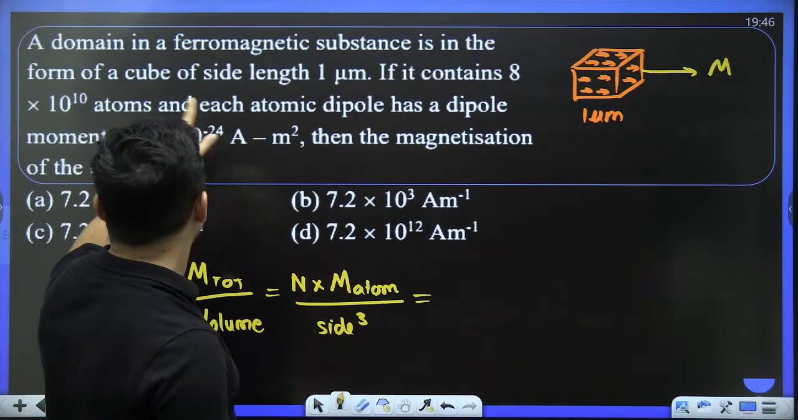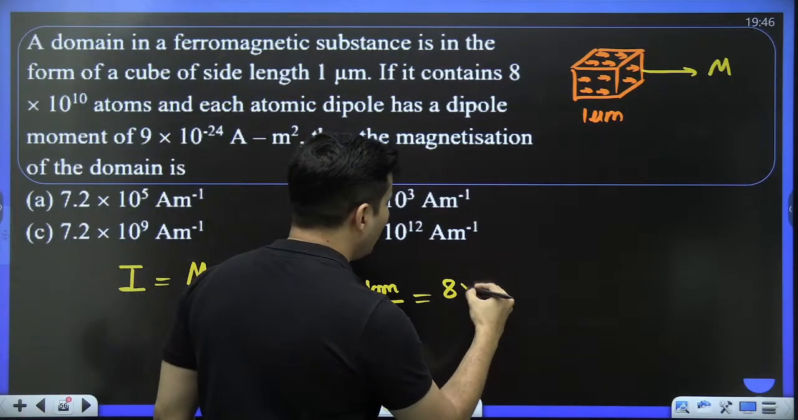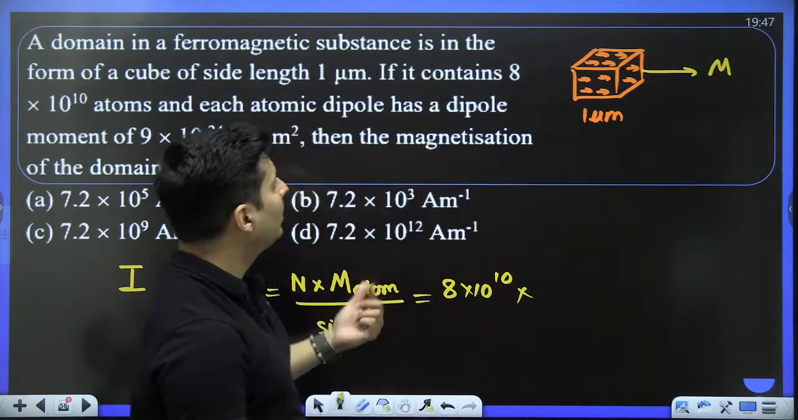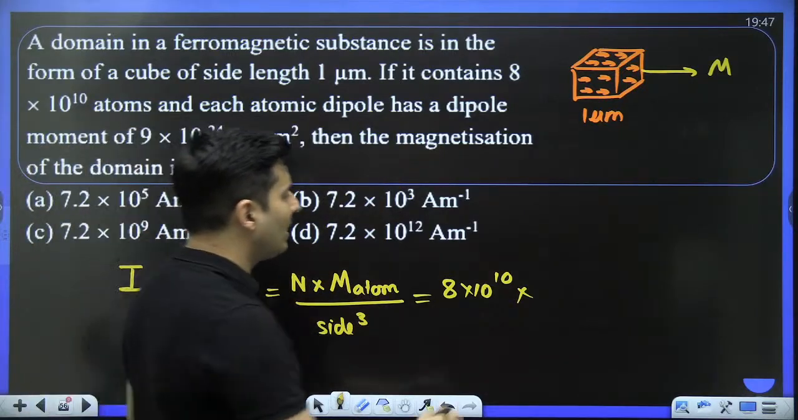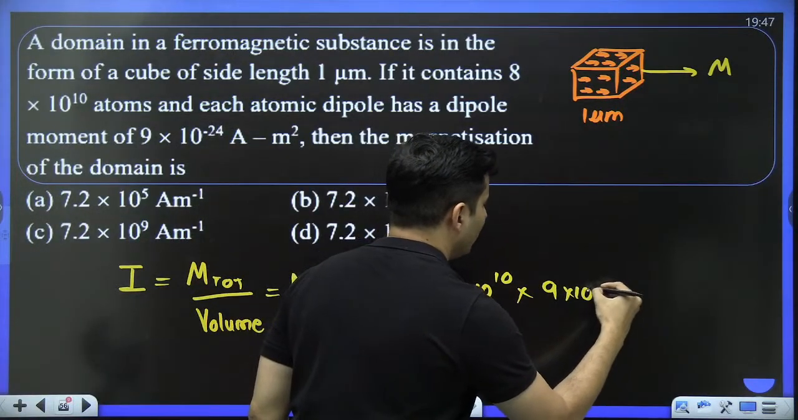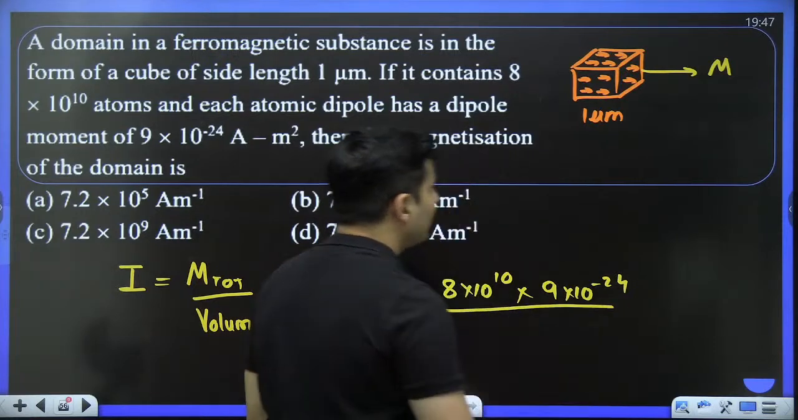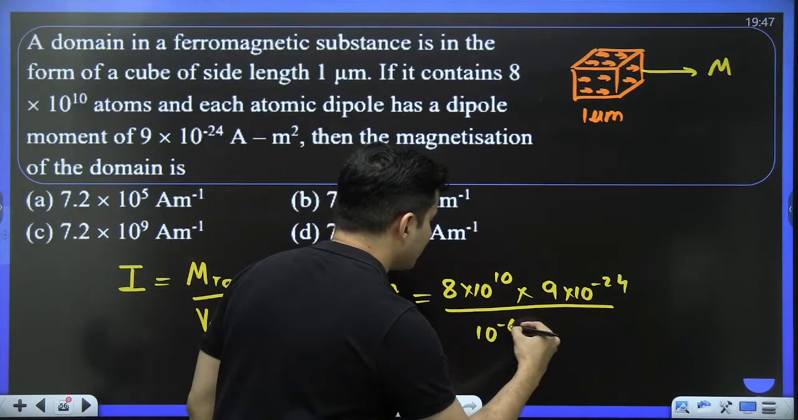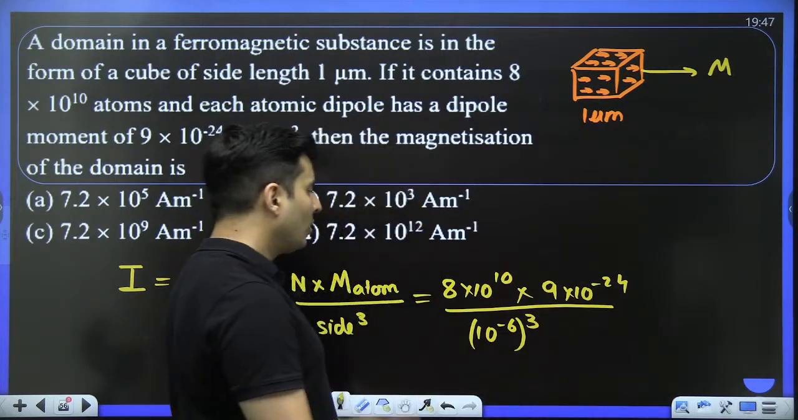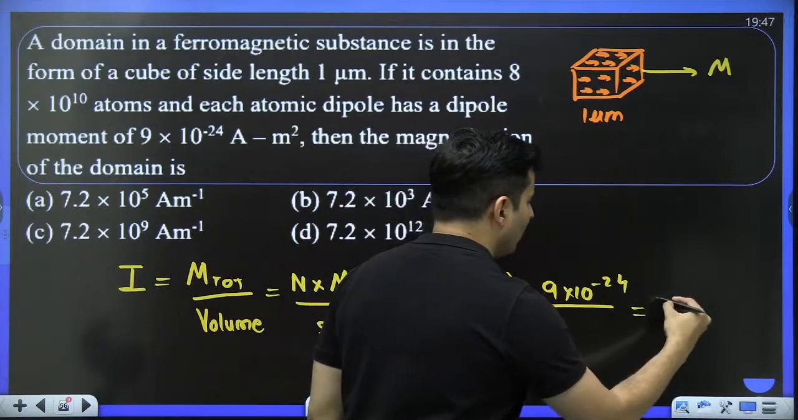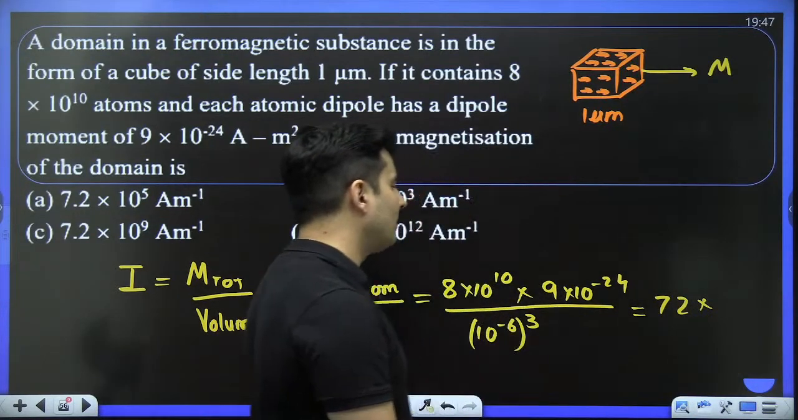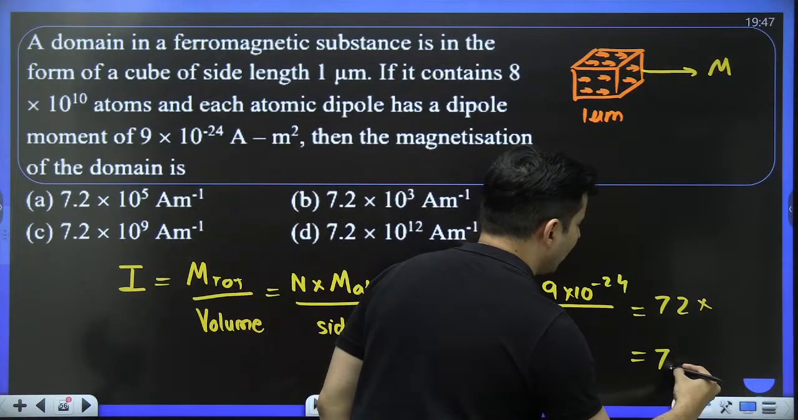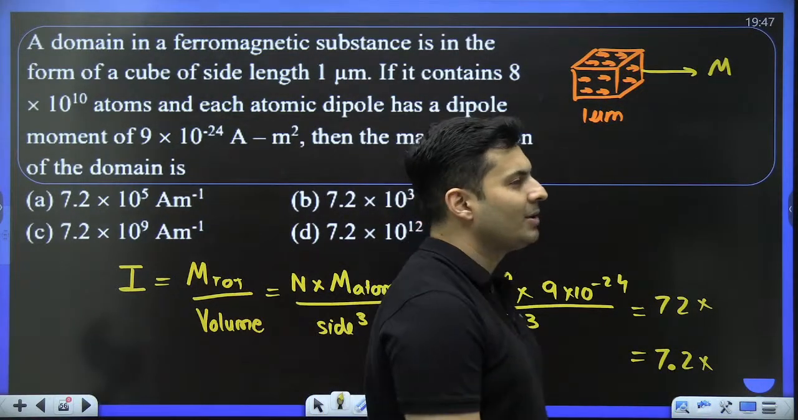Nothing else is there. So it contains 8 into 10 to the power 10 atoms. Then the magnetic moment of the atom is 9 into 10 to the power minus 24. The side length is 1 micrometer, so cubing it will be 10 to the power minus 6 whole cube. You can see 9 8s are 72, so it will be 72 into 10 to the power something. But I think 7.2 is given, so you adjust the decimal and write it as 7.2 into 10 to the power something.